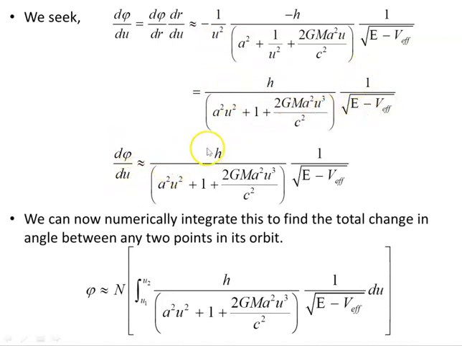Okay, so phi to u is, to a good approximation, this. What we can now do is numerically integrate this to find the total change in angle phi between any two points in its orbit. So how much does phi change by? What's the total change in phi over this orbit if we pick any two points on the orbit?